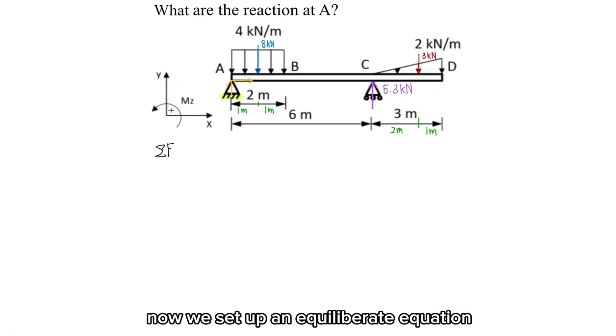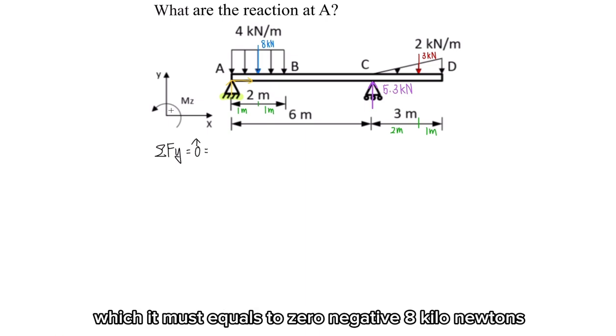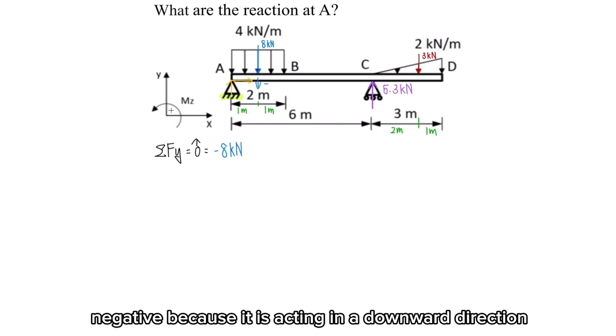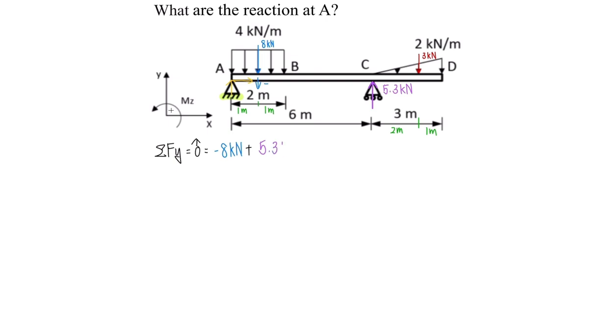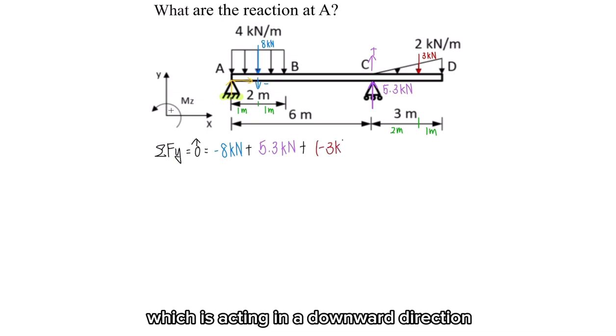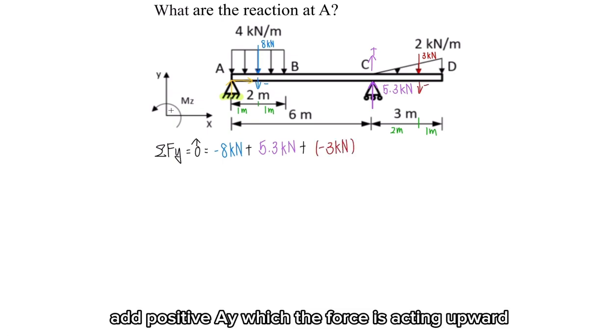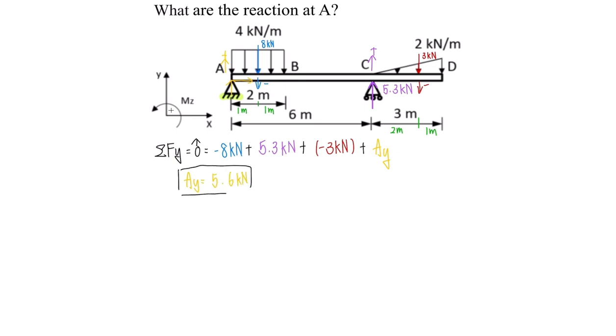Now we set up an equilibrium equation for the net force in the y direction, which must equal 0. Negative 8 kilonewtons, negative because it is acting in a downward direction. Add positive 5.3 kilonewtons, positive because it is acting upward, plus negative 3 kilonewtons, which is acting in a downward direction. Add positive AY, which is acting upward. Rearranging the equation, we get AY equals 5.6 kilonewtons.